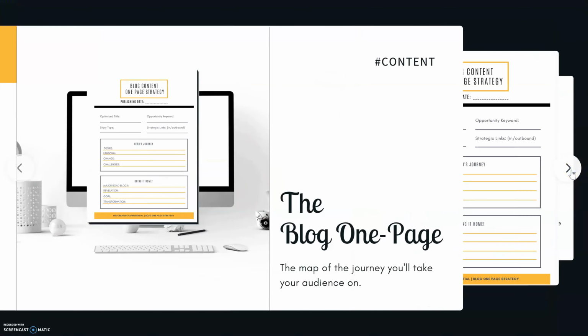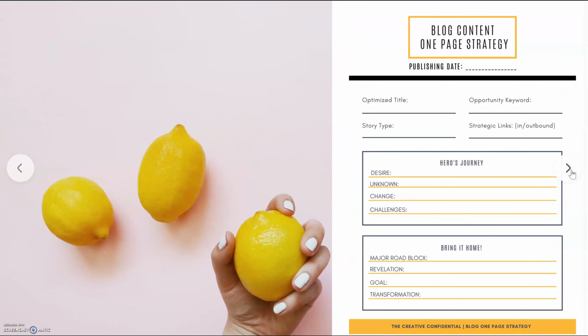The one page is divided into 3 main sections: SEO section, this is where you'll set the title, keyword, links, as well as the story type. Top segment of the hero's journey, crossing from known to adventure. The bottom segment of the hero's journey, going from unknown to transformation. This is the tool to use when you are drafting and then writing your content.